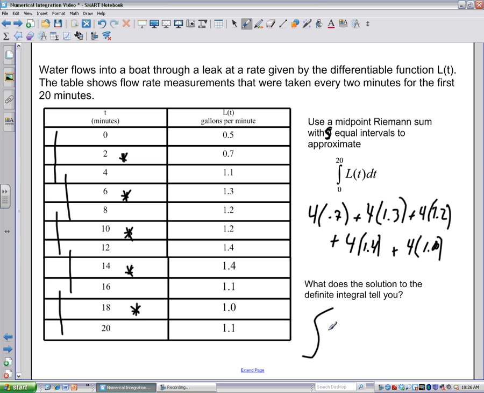Hopefully, what you're thinking is, hey, we integrated a rate, so what do we get? We get a total. So the integral of a rate is a total.